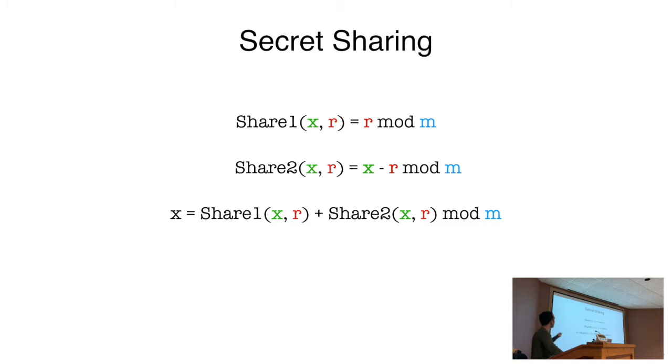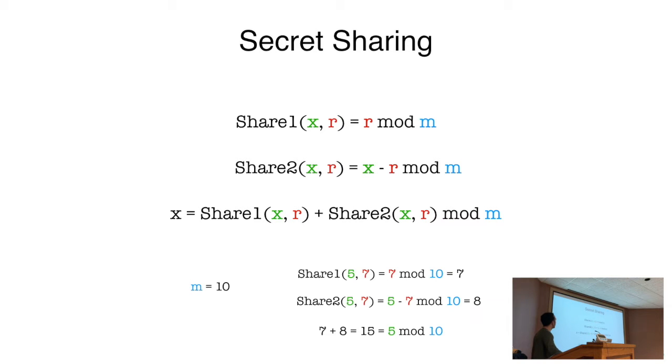And it's set up so that if you add up those shares together, the r's cancel out, and then you just get some x. This I think is a little bit better than homomorphic encryption. And if you look at the literature, it's definitely apparent.